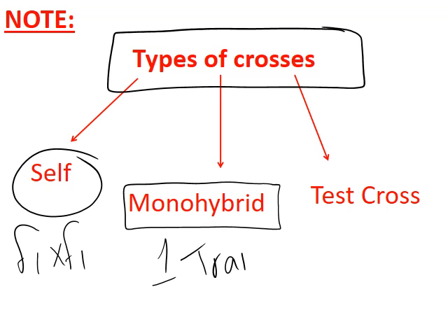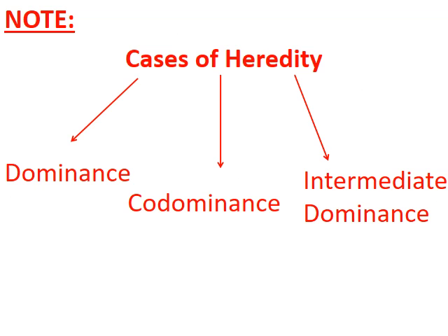This is a monohybrid. Test cross. We cross an individual with a pure homozygous recessive. This is called a test cross. This is to identify whether this is pure or it's a hybrid.